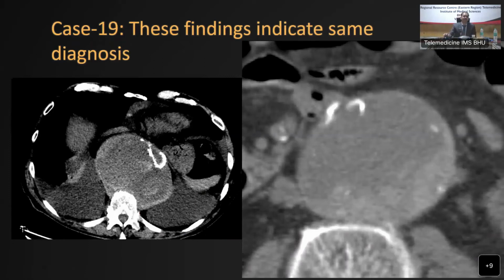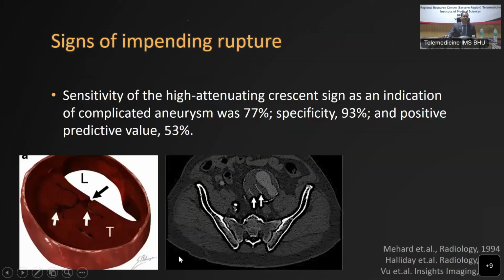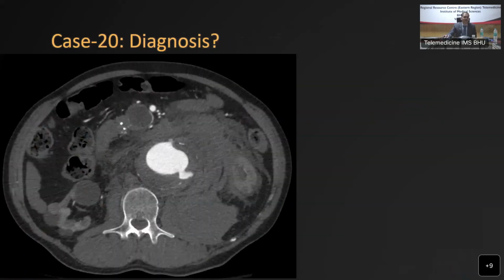Next case, these findings indicate the same diagnosis. Here is a hyperdense wall of the abdominal aorta, and it also has a classic sign called the draped aorta sign. All these signs are signs of impending rupture. Here is a tangential displacement of the intimal calcification, also a sign for impending rupture. Another important sign for impending rupture is the thrombus fissuration sign, where you have contrast-filled channels going into the thrombosed portion of the aorta. So when you see these findings, make sure you pick up the phone and call the team so that they can fix this aorta in time.